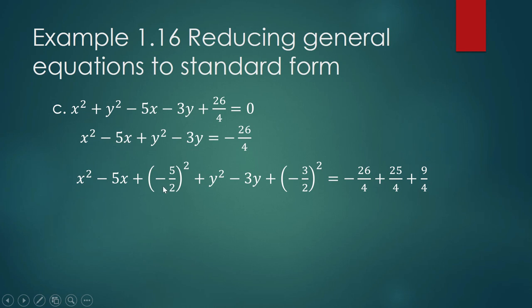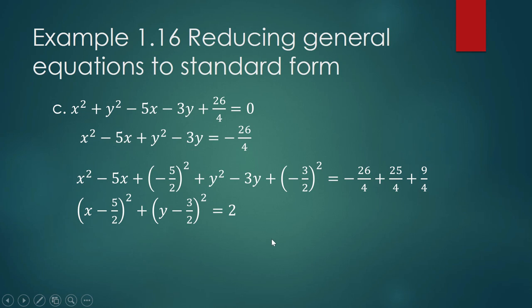I am not simplifying this right away because I want to see this, so that I can write it this way. Okay, so we simplify this. This is negative 26 over 4 plus 25 over 4 plus 9 over 4. That's 8 over 4. So that's 9 minus 1 over 4. 8 over 4 is 2.